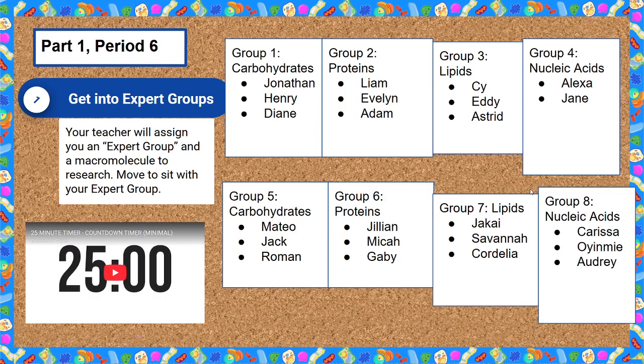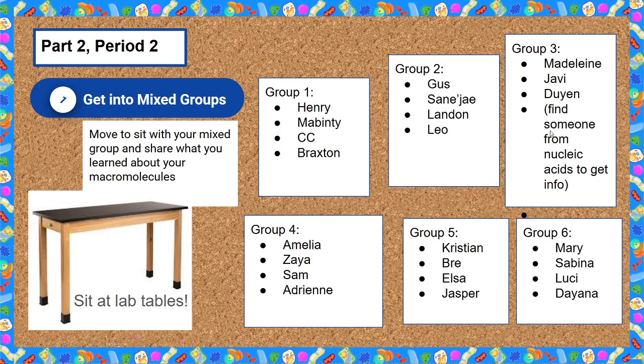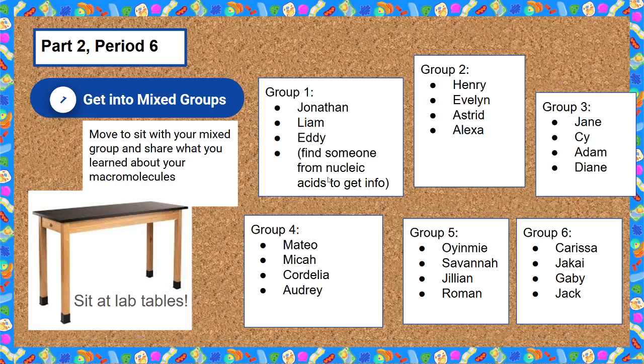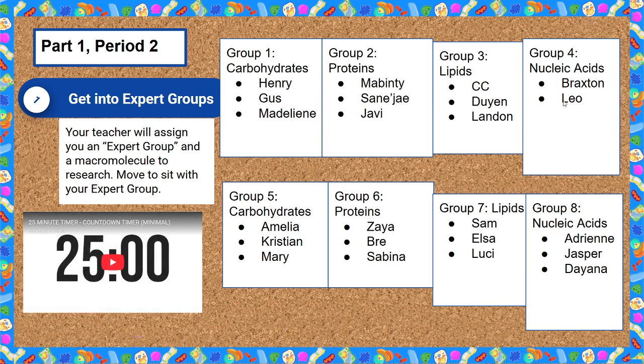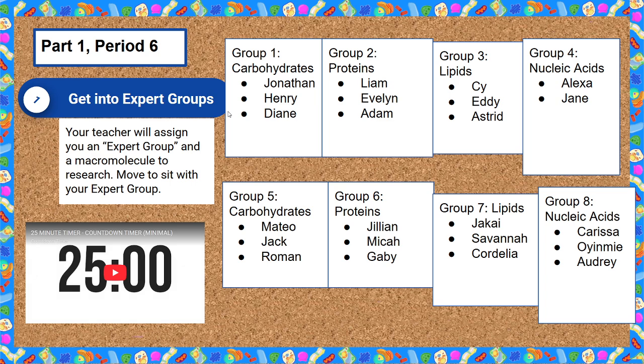And same thing with period 6. Period 6, you also need to find someone from nucleic acids to get your info, because we ran out of numbers in the classes. 23 of you, not 24, so it wasn't evenly divisible. So you'll have to find someone from nucleic acids in the expert groups to find your information, or just find it from someone else.